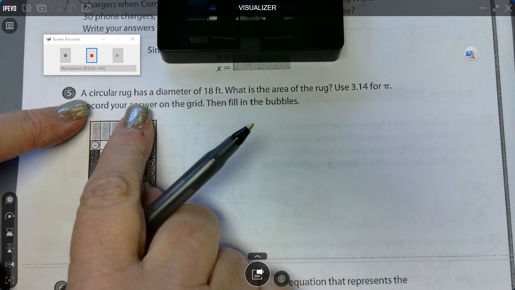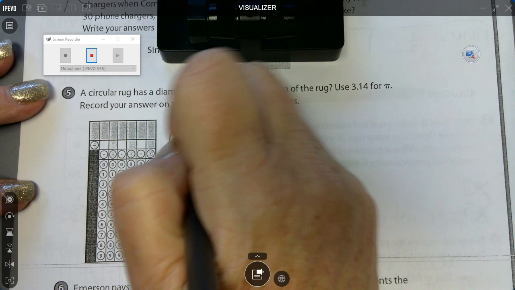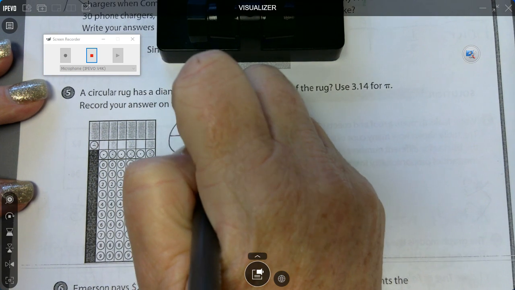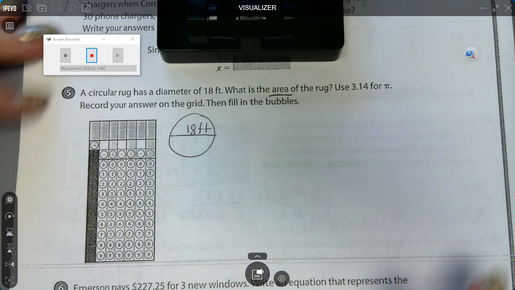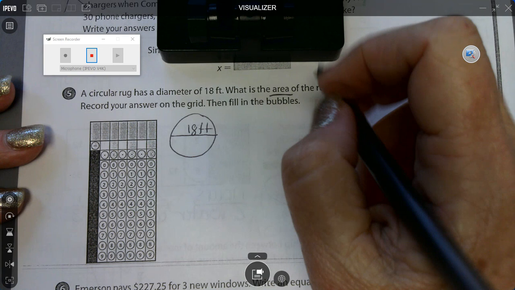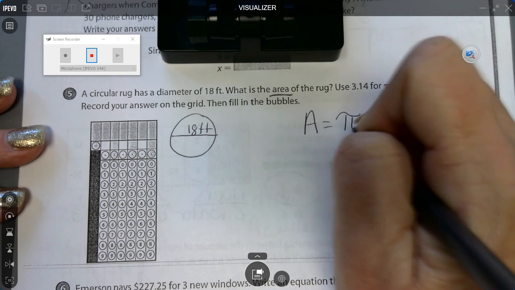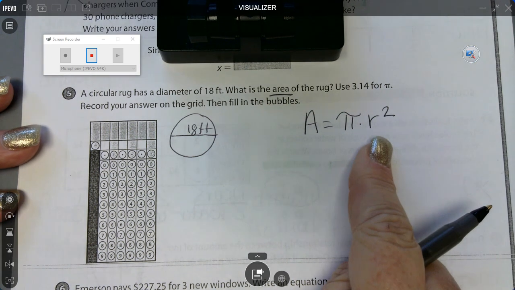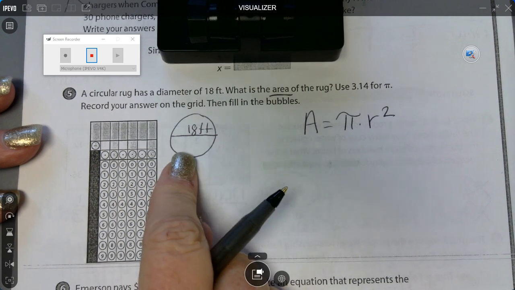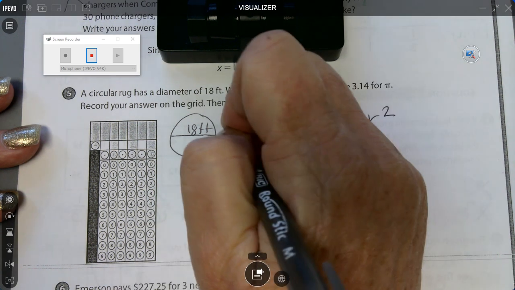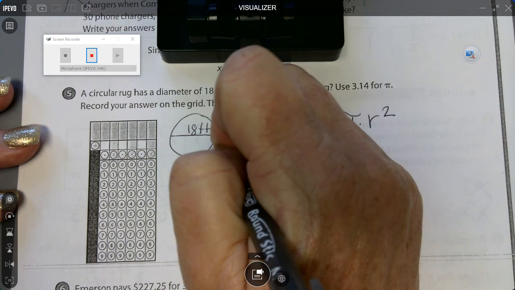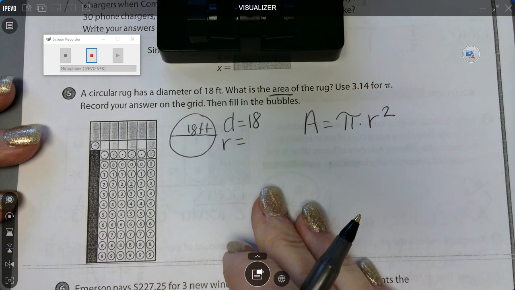A circular rug has a diameter of 18 feet. What is the area of the rug? Who can tell me what is the formula to find area? Go ahead. A equals pi r squared. All right, cool. But here's the problem. In the problem, they don't give us the radius. They gave us the diameter. So our diameter is 18. Therefore, what would my radius be?